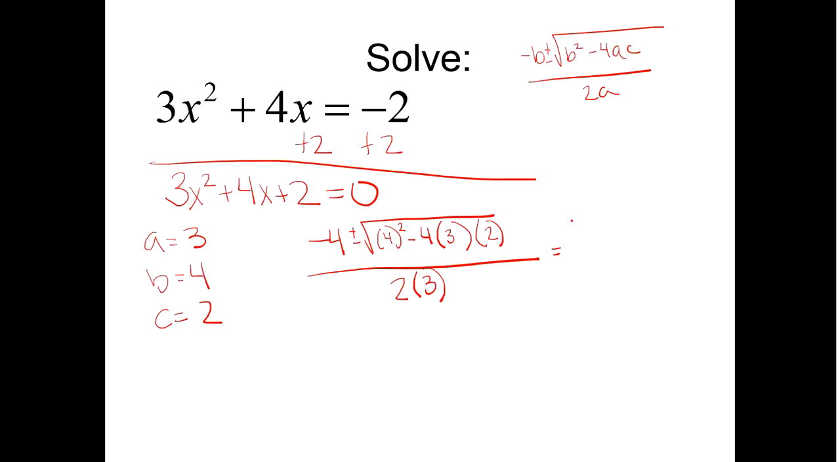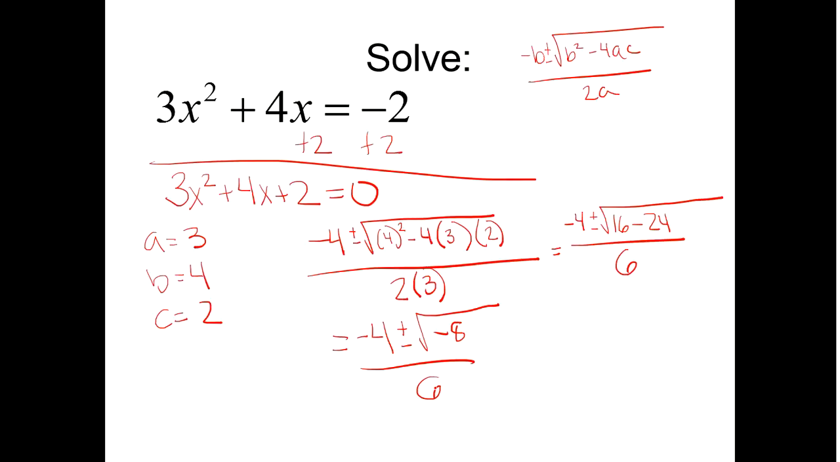Now let's simplify the radical in there. So that'd be the square root of 4 squared, which is 16. Now let's figure out what this is. -4 times 3 times 2. That is -24 underneath that square root. And then 2 times 3, 6. So let's figure out what that is. So -4 plus or minus the square root of 16 minus 24, that is -8 divided by 6.